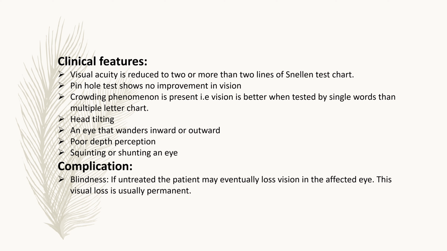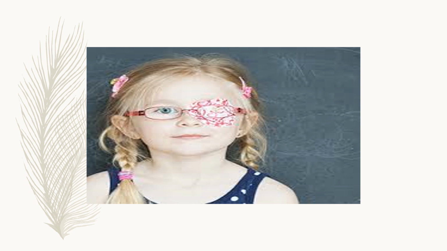Complication. Blindness. Blindness is the only complication of amblyopia. If untreated, the patient may eventually lose vision in the affected eye. This visual loss is usually permanent. So this is the picture of an amblyopic patient.